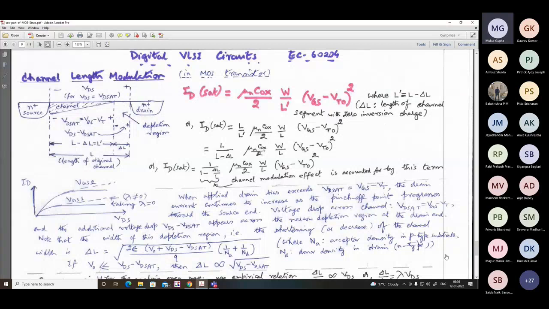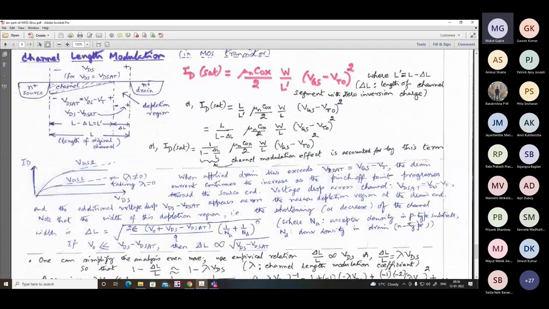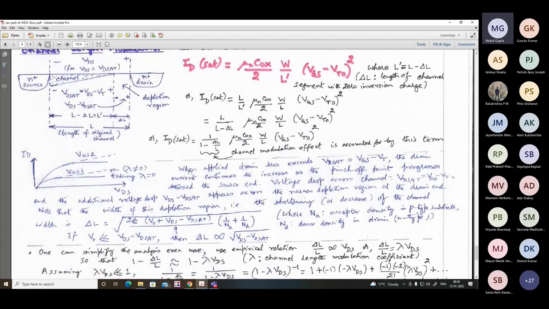Okay, and let us express it in a bit more detail. Here we have to consider the channel length modulation coefficient lambda. How is it coming? Let us see. I've written it in detail for your understanding. When the applied drain bias exceeds the minimum required VDS sat, the drain current continues to increase as the pinch-off point progresses towards the source.